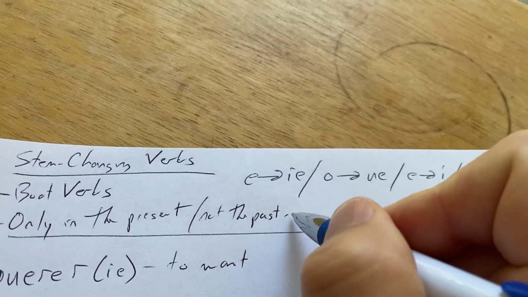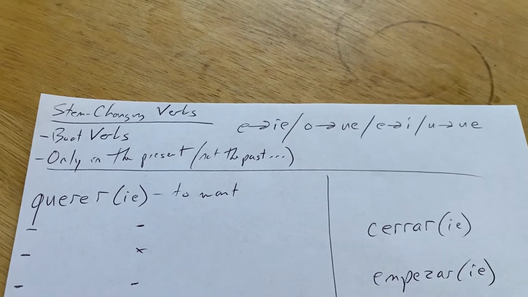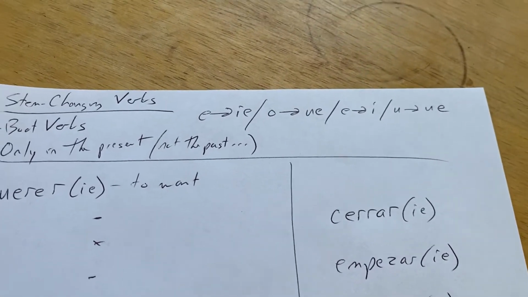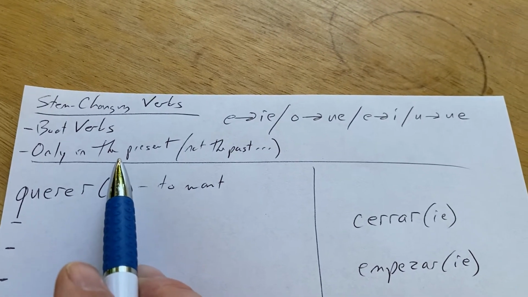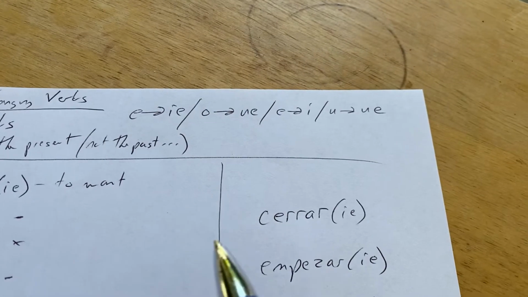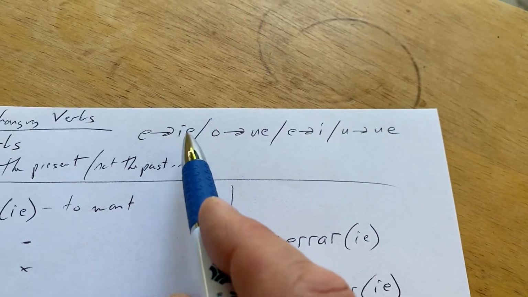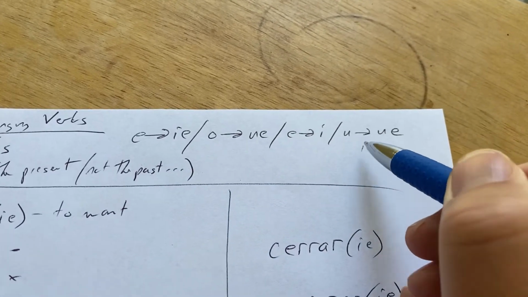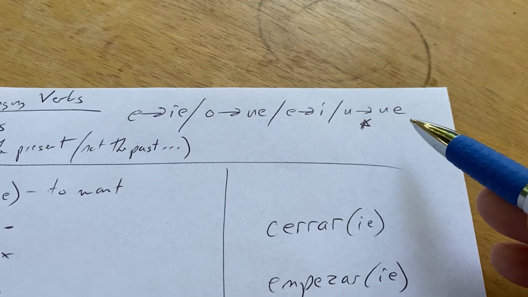And then I'm going to put a question mark, because later on in Spanish 2, I'm going to show you, well, sometimes you do. But I tell you what, for right now, just keep in mind that this is only going to happen for you, Spanish 1 students, in the present tense. Now, there are 4 kinds right here. There's E to IE, O to UE, E to I, and then this right here, U to UE, really only happens in one place, and I'm going to show you that in a minute.